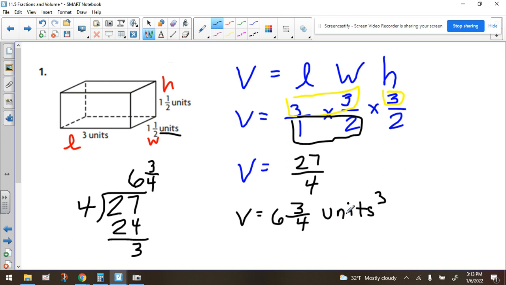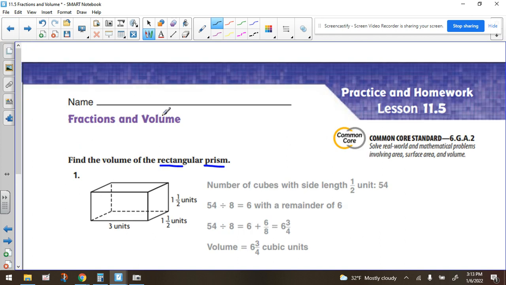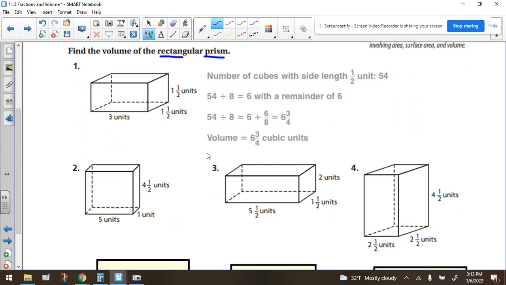Now, just make sure you're clear on how volume is different than surface area. Surface area would be the gift wrap needed to wrap this up. And the units is how many square 1 cubic unit you can fit inside this rectangular prism. All right, so let's take a look at another example. Let's look at question number 2.